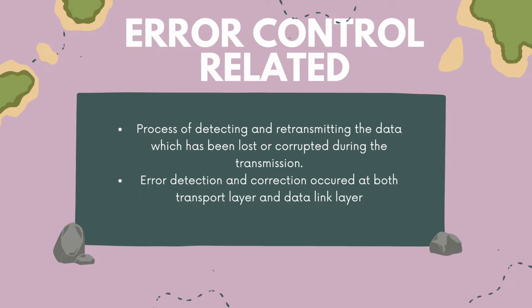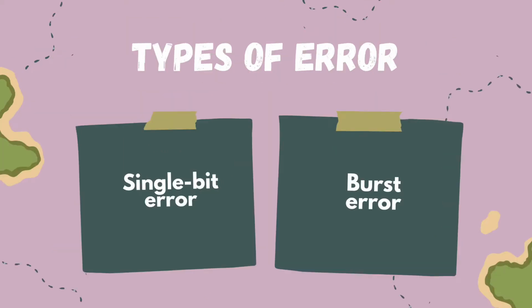Error control. Error control in the data link layer is a process of detecting and retransmitting the data which has been lost or corrupted during the transmission of data. Any reliable system must have a mechanism for detecting and correcting such errors. Error detection and correction occur at both the transport layer and the data link layer. There are 2 types of error. Firstly, single bit error. Secondly, burst error.